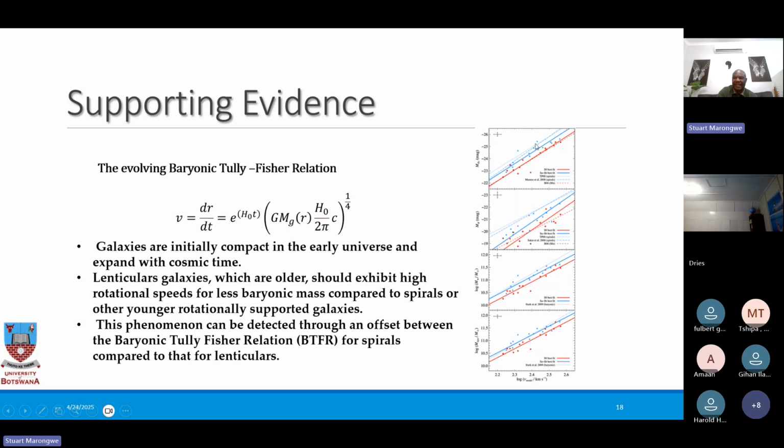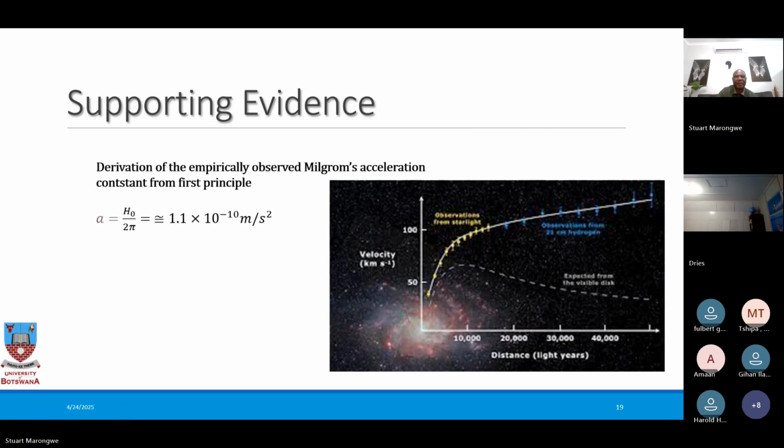Tully-Fisher. So these are graphs showing the blue galaxies are the younger galaxies, the red ones are the older galaxies. They will rotate faster for the same given mass than a younger galaxy. So if everything has to do with physics, then this is the term that is causing the older galaxies to rotate faster. This expanding Ricci soliton term that is time dependent.